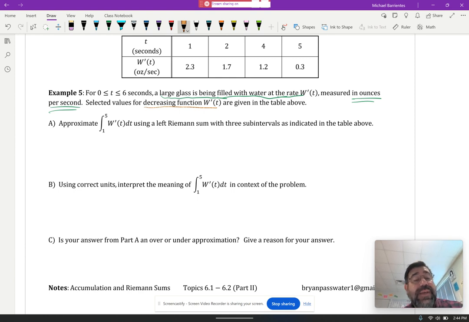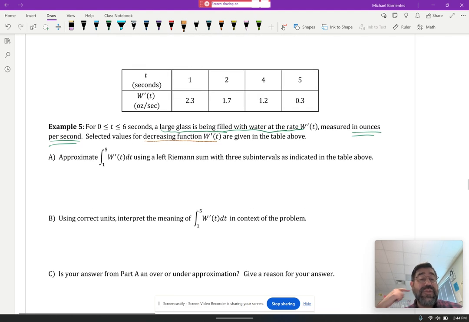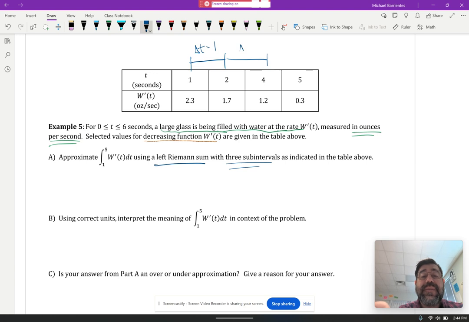Can you approximate the integral from 1 to 5 of W prime of t using a left Riemann sum? Okay, so we're going to use a left Riemann sum with 3 subintervals as indicated in the table above. So can we make 3 little sections from 1 to 5? Sure, from here to here, my delta t is 1. From here to here, my delta t is 2. From here to here, my delta t is 1. But I can create 3 subintervals.